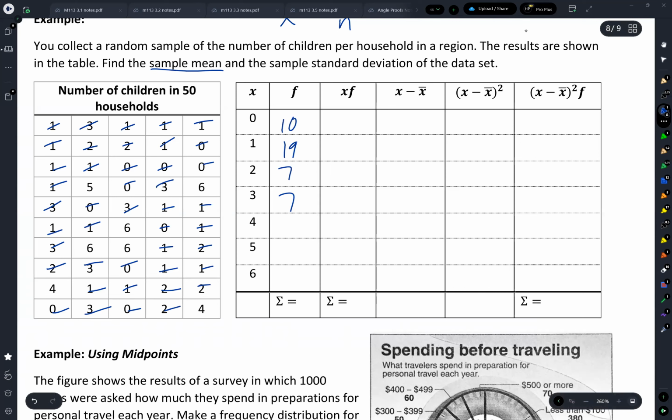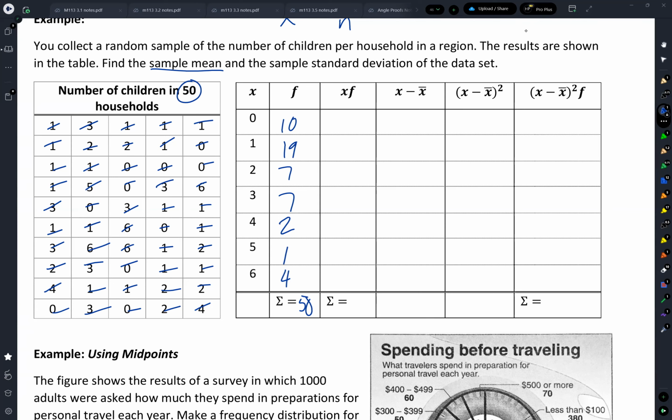Nope. For fours, 1, 2. Is that it? Only 2 fours? For fives, 1. And then for sixes, 1, 2, 3, 4. Okay, all of this should add up to 50 because there are 50 entries in our data set.